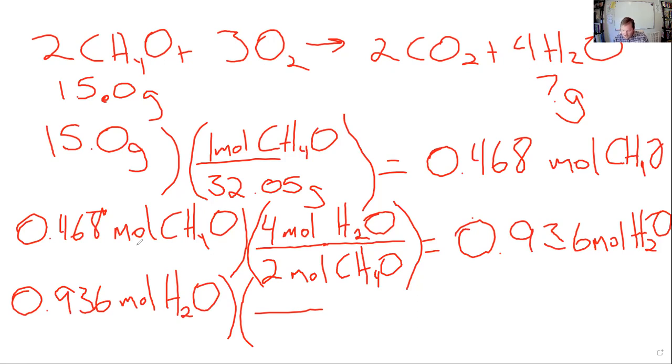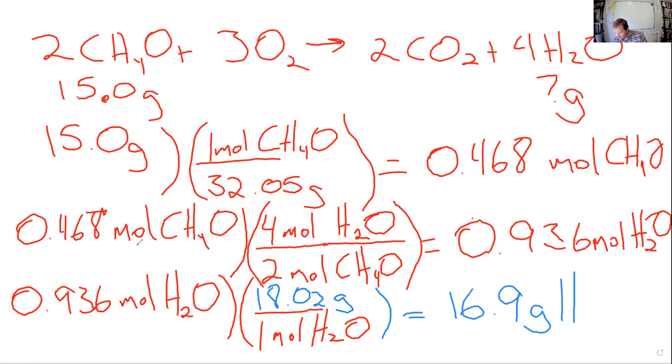And for every 1 mole H2O, we're going to, let me switch color so this doesn't get too crowded to read, the 18.02 grams. Again, just using the periodic table to give us our molecular weights. So I get 16.9. Right. So any questions on this one?